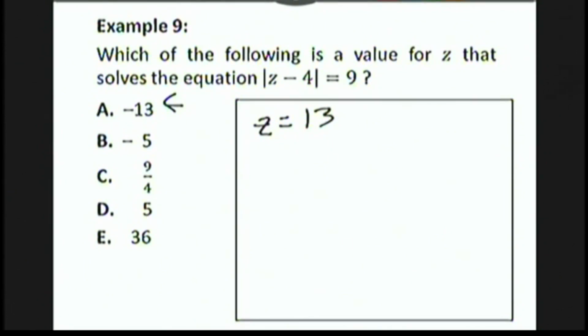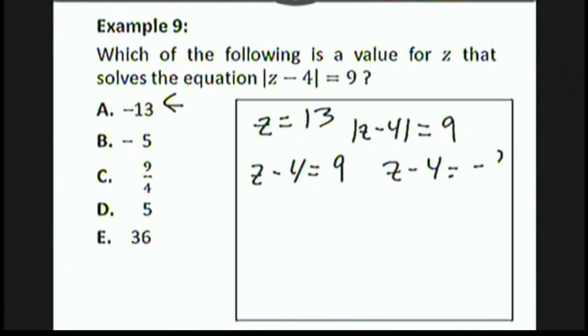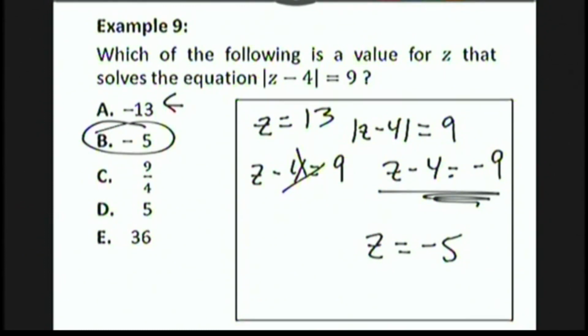That is not correct. Now remember that the absolute value of z minus 4 equal to 9 is actually two equations. z minus 4 could be 9, but z minus 4 could also be negative 9. So since this one didn't work, this is the one we want to look at. What minus 4 is negative 9? Well, negative 5 minus 4 is negative 9. So the answer is choice B.